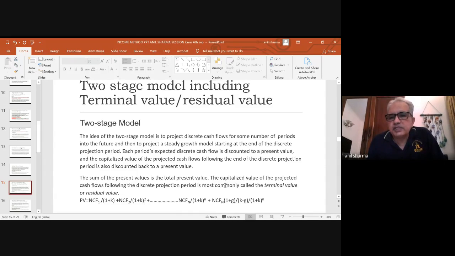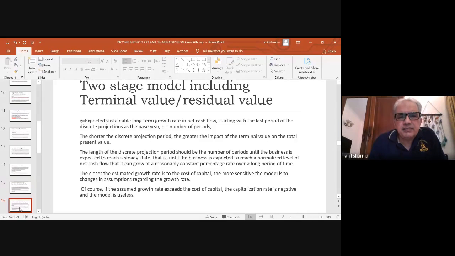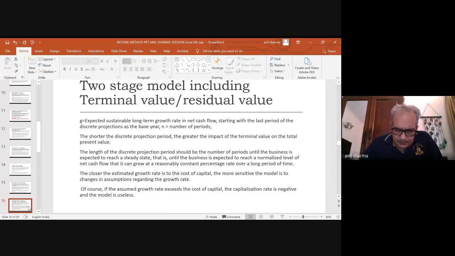That is called the two-stage model, and you have a way to compute the present values of this. It's based on the same principle, Gordon growth model or the present capitalization earnings method. You can calculate the present value of cash flows. Anybody with any questions, please feel free. Because after this, we'll be doing the discounted cash flows, which is another method for income valuation.